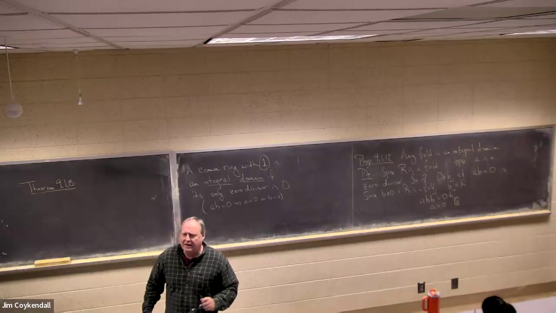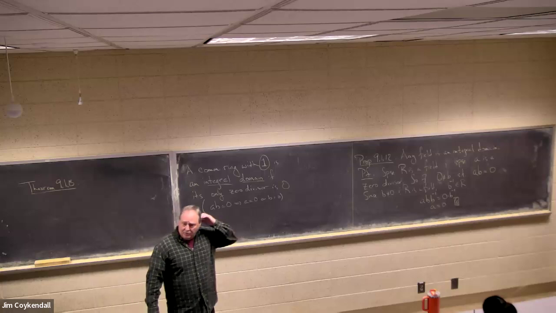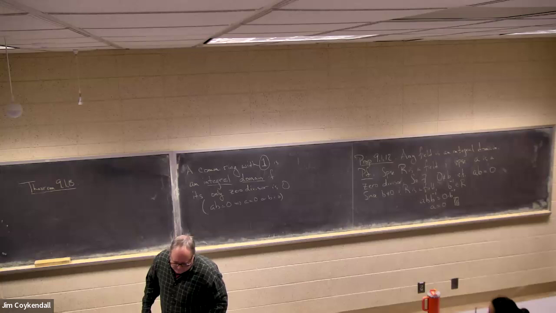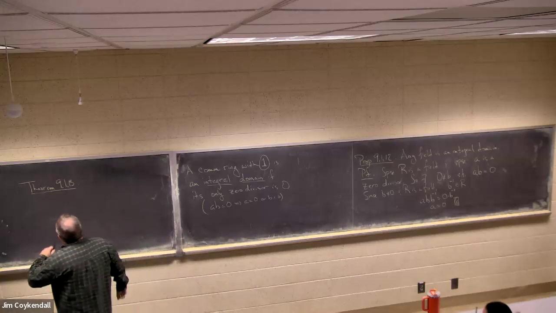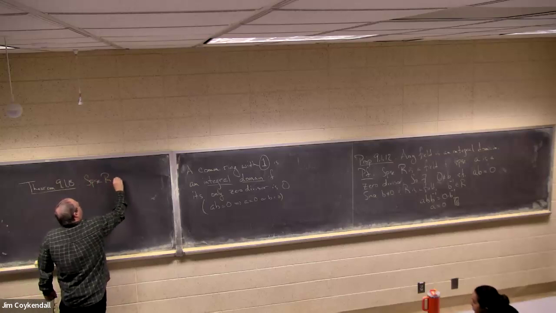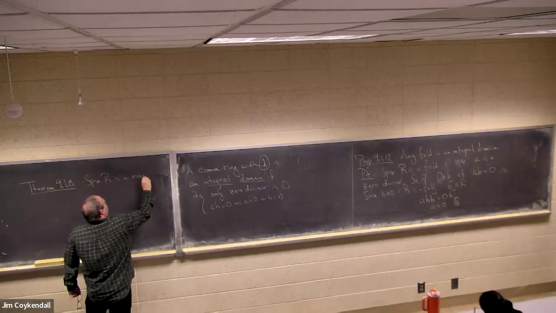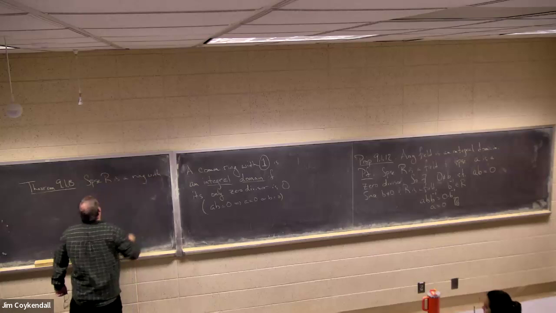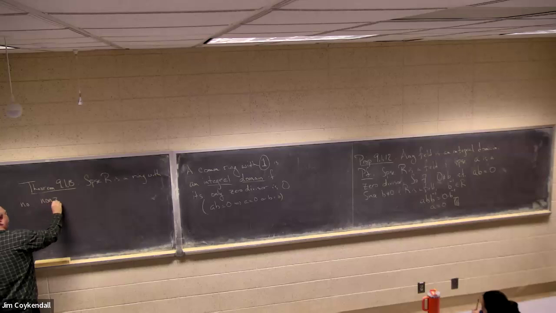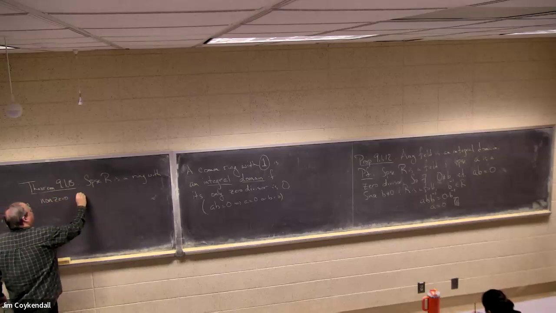Here's, and in fact, I kind of alluded to this, that example that I did factoring polynomials earlier. Suppose R is a ring with no non-zero zero divisors.